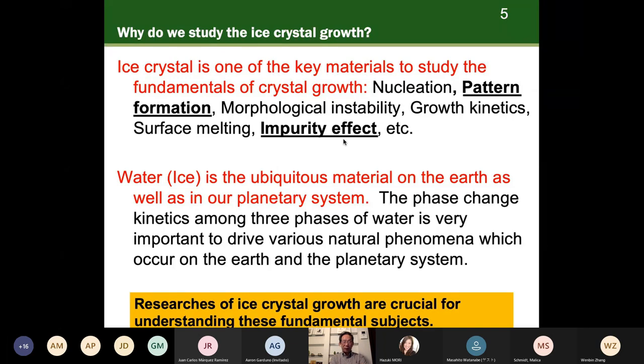Why study ice crystal growth? Ice crystal is one of the key materials to study the fundamentals of crystal growth, and it relates to nucleation, pattern formation, morphological stability, and also growth kinetics and impurity effects. Also, water is a ubiquitous material on Earth as well as in our planetary system. And the phase change kinetics among the three phases of water is very important to drive various natural phenomena. So, these are our motivations for studying ice crystals.